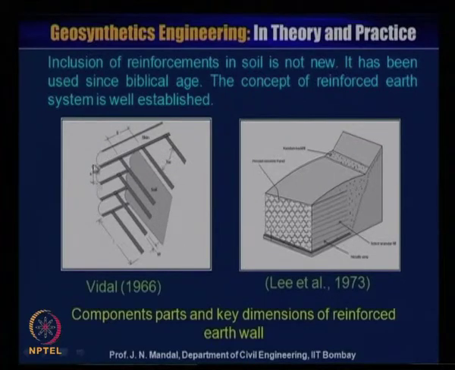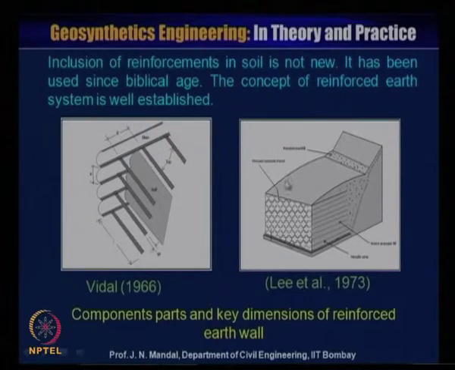That means we have to calculate what will be the vertical spacing between two reinforcements and the horizontal spacing between two reinforcements, and this is the strip with width W and thickness very, very small. So this is the facing element. On the right hand side, Lee et al. 1973, this is the precast concrete panel, and this is the reinforcement, metallic reinforcement.